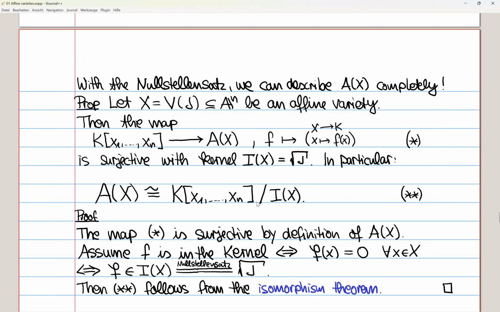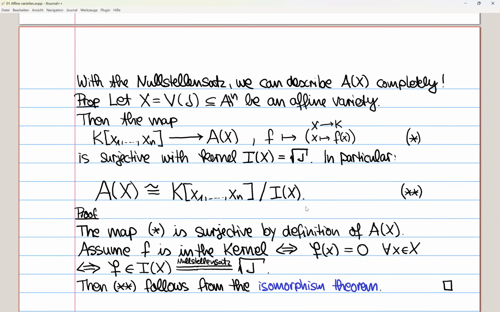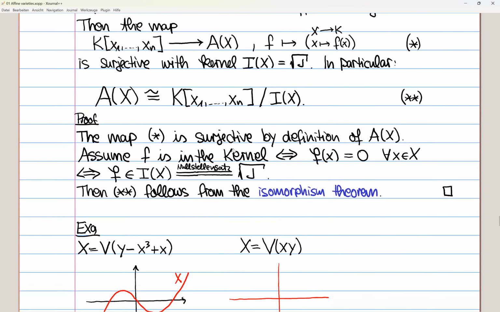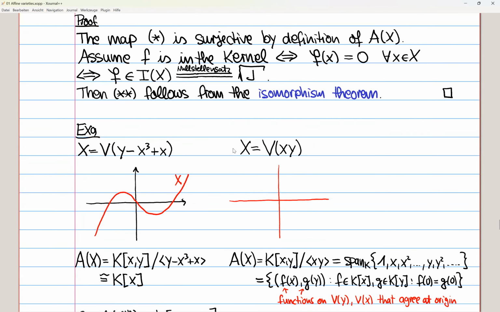And then this isomorphism here follows from the isomorphism theorem. And I think this is usually the second isomorphism theorem, which says that if you have a ring morphism, then the image of this morphism, and since this is surjective the image is everything, is isomorphic to the domain modulo the kernel. And so we can see this. And this was a bit abstract, and I wanted to have an example, actually two examples here.